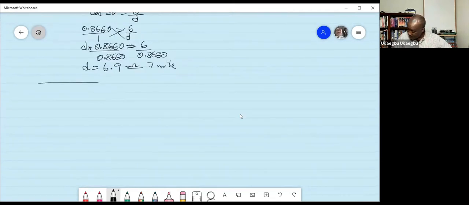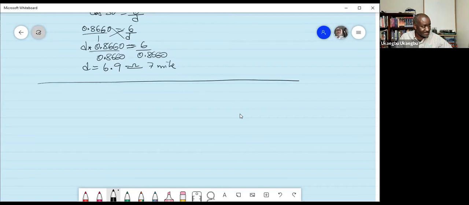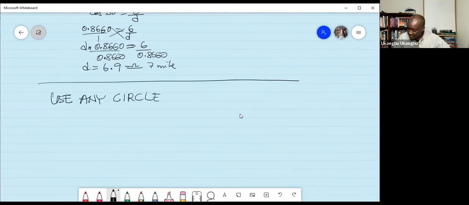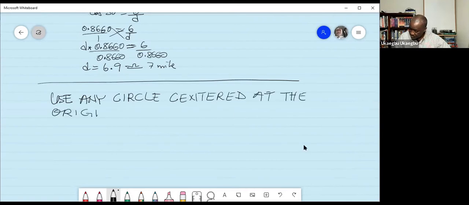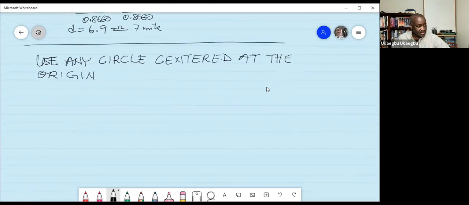So this topic from this point can be titled Use any circle centered at the origin. Use, that's the subtopic, any circle centered at the origin. Okay, so now I'm going to write down the entire question. A rescue team, I'll write it down, then we'll read it.